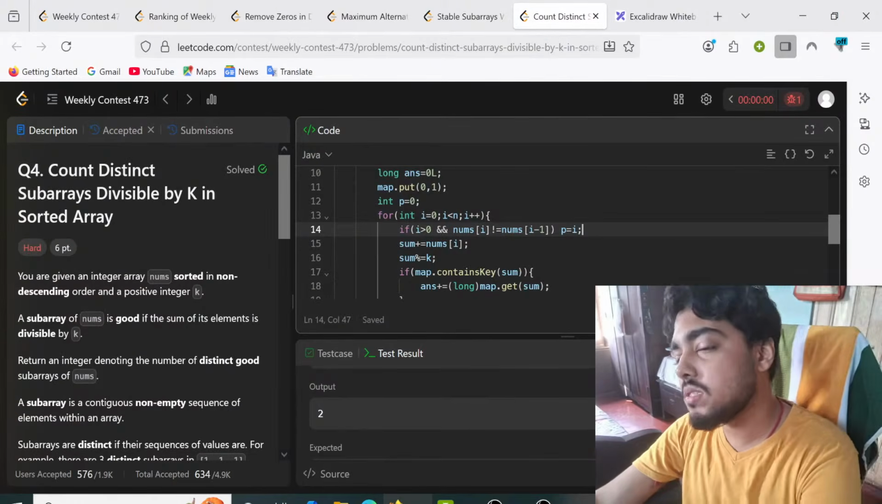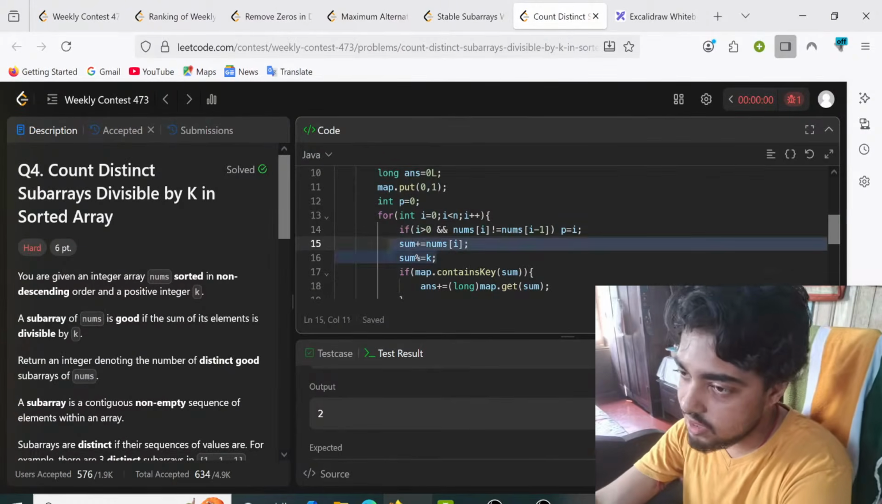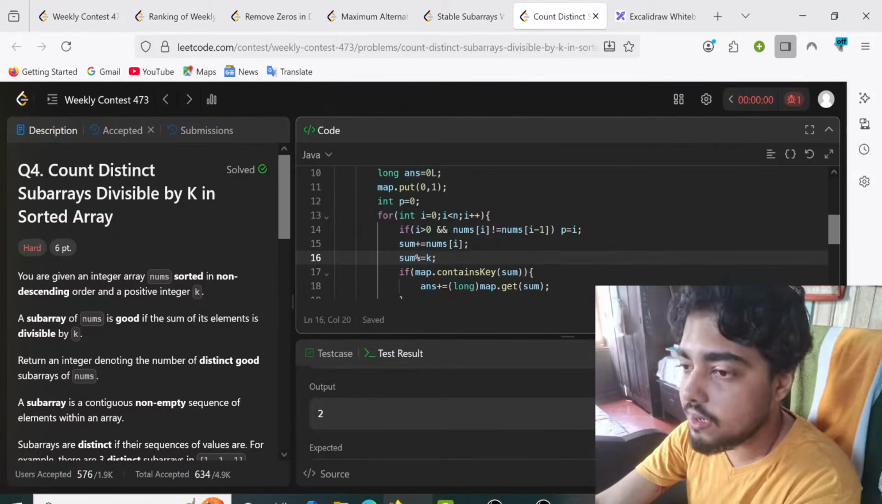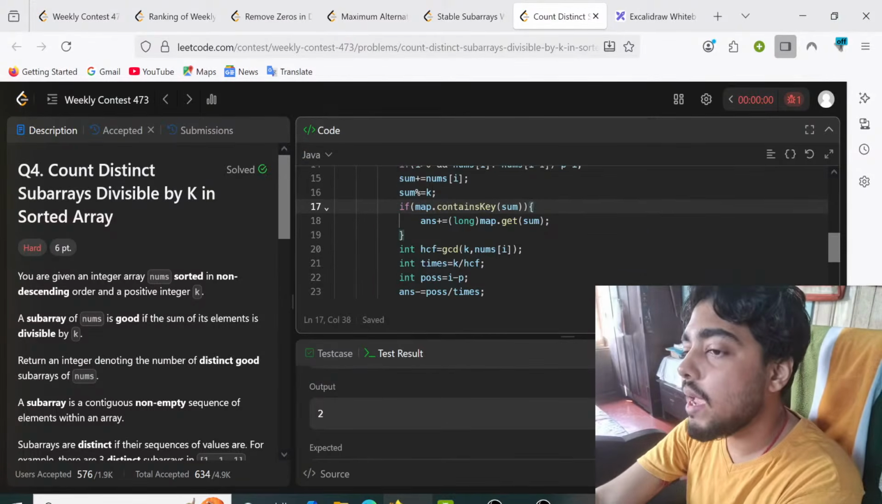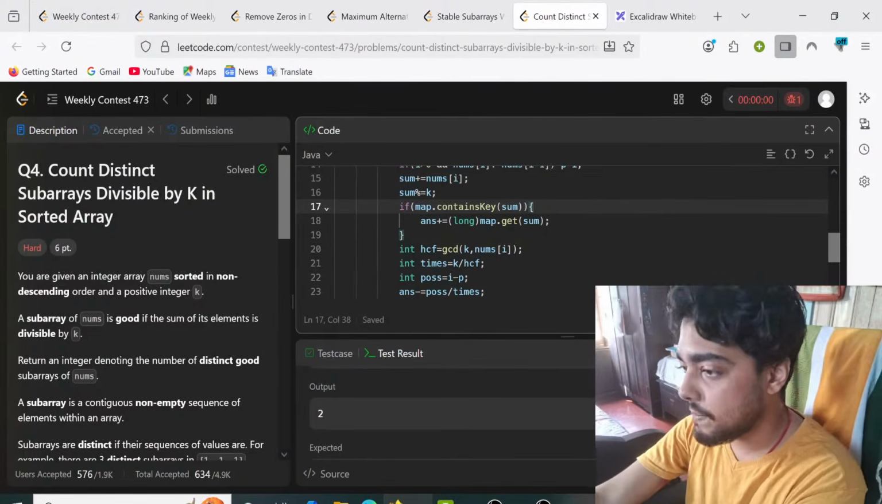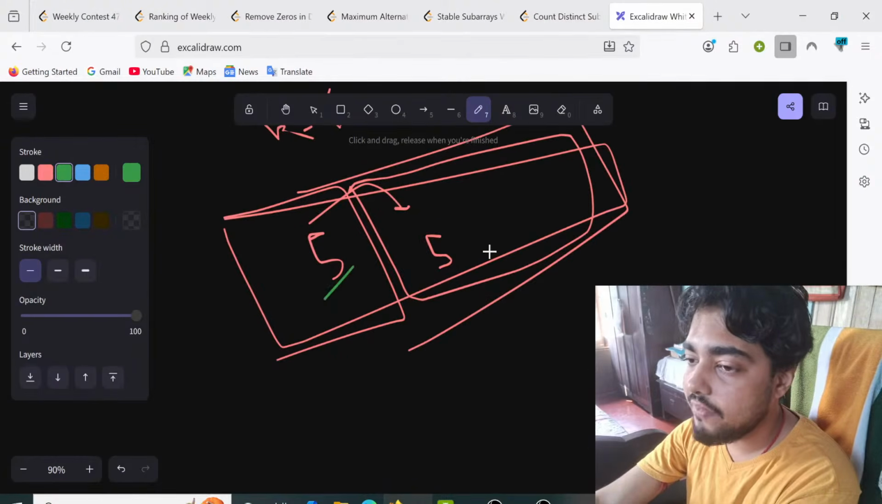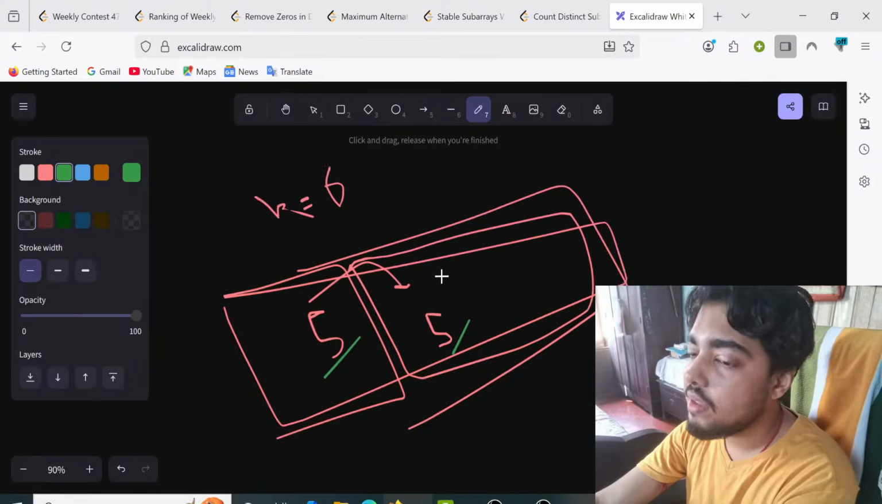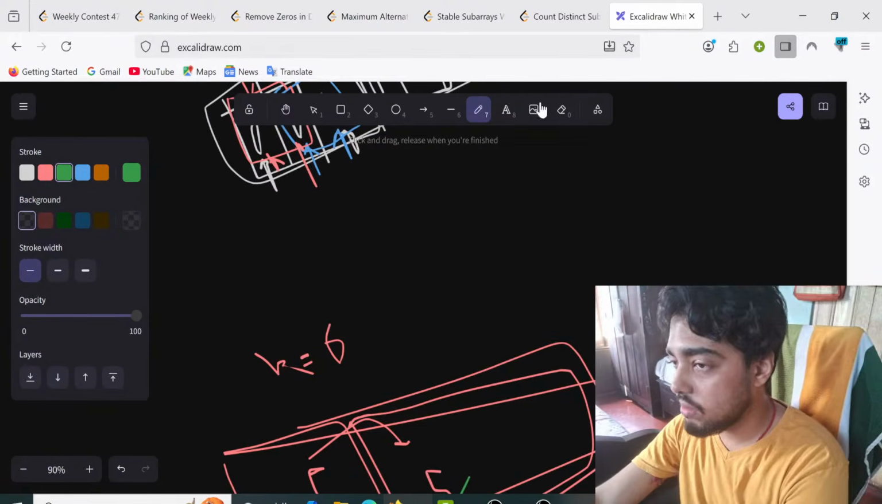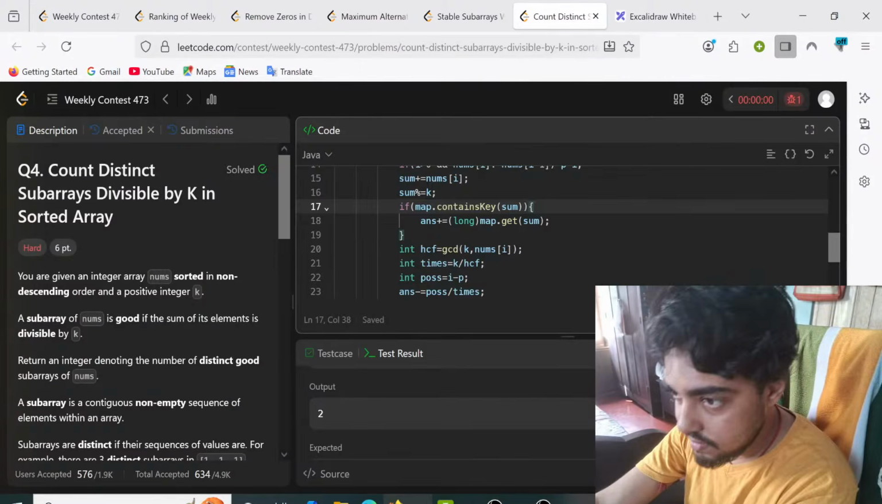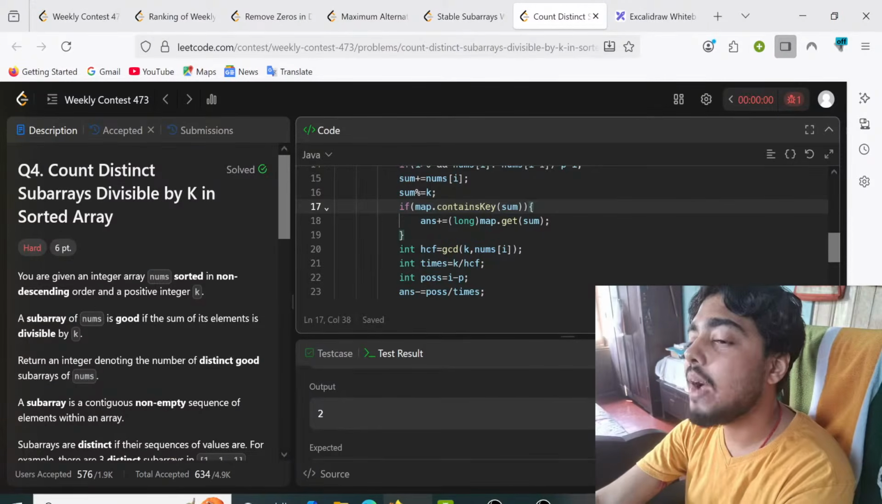Sum plus is equal to this, sum mod is equal to k. This is a very simple thing. I have already explained. Now, if map dot contains key sum, that means this condition. That is, we have already got a 5, and now again we have a 5. Then that means that we have got something which is divisible by 6. Correct? So we have to add that.